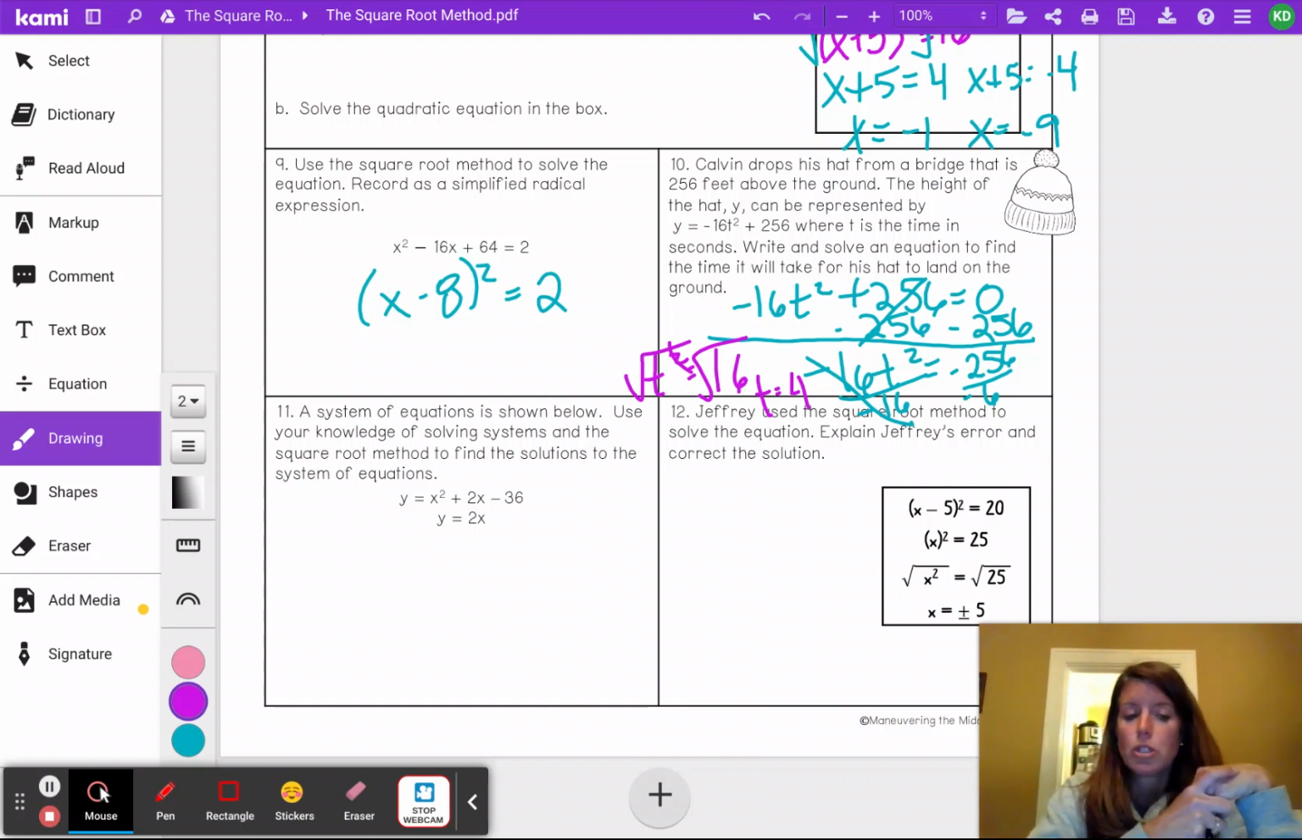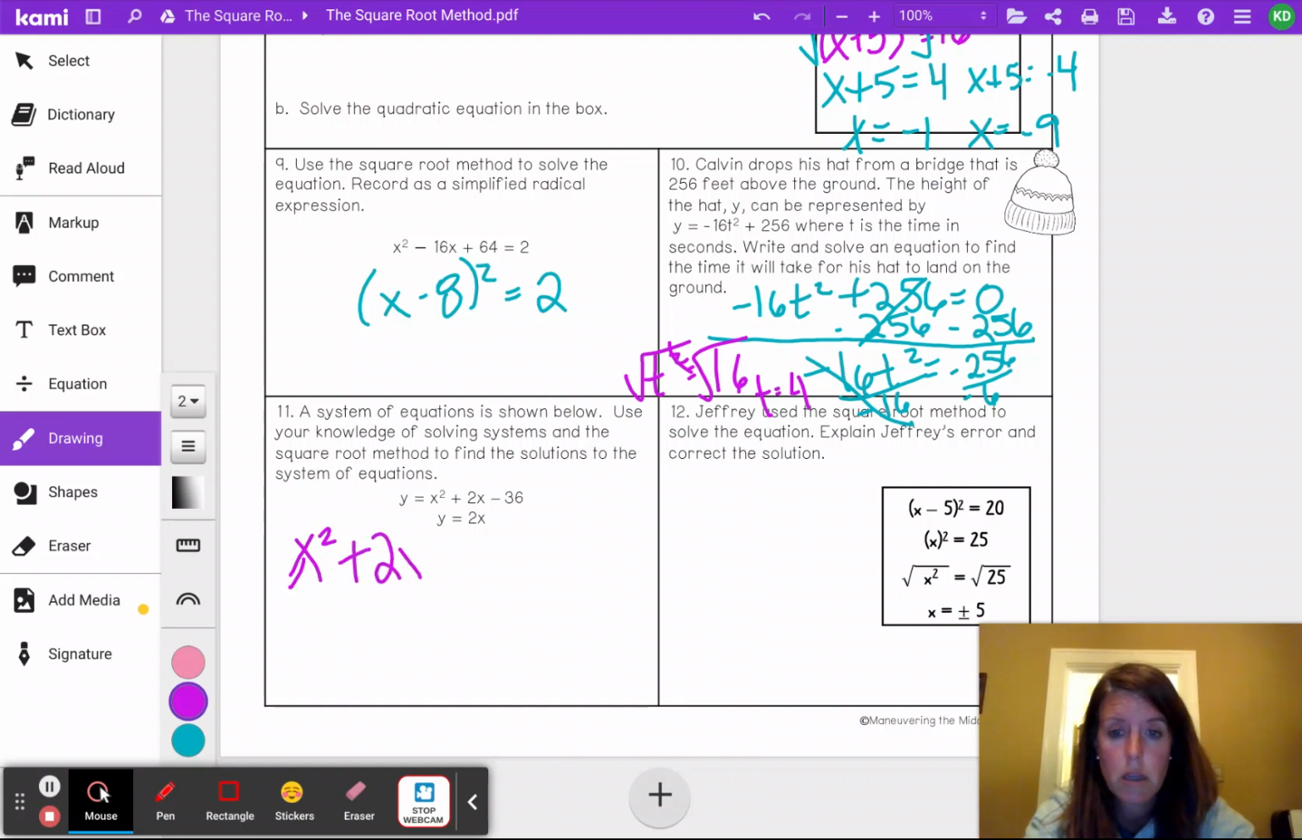So for this, the first thing that I did when I saw this earlier is I know that both of these equations are equal to y. So this is like saying y equals 2x and then y equals 4. You could say 4 equals 2x because those are both what y equals in order for you to solve for x. So I'm just going to set both of these equal to each other. So I've got x squared plus 2x minus 36 equals 2x.